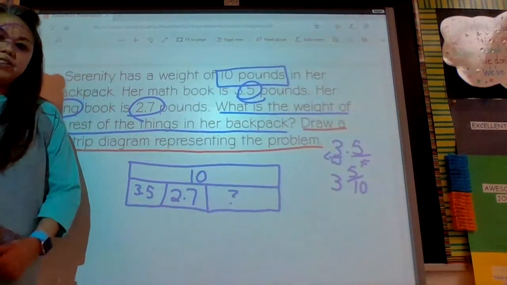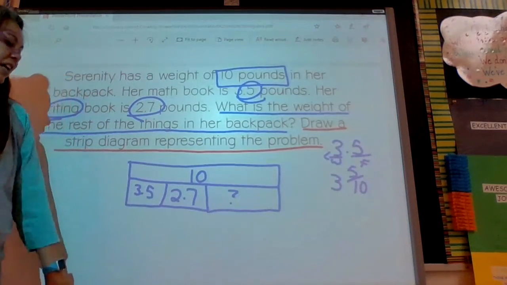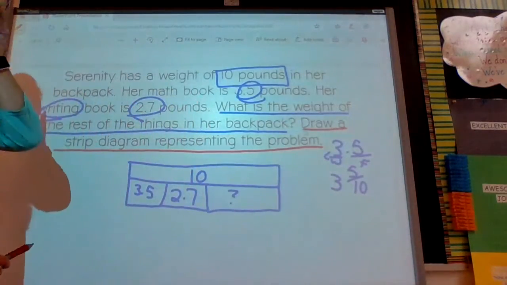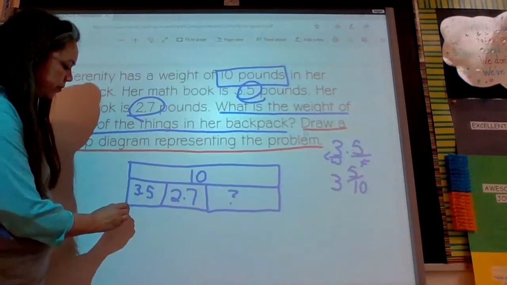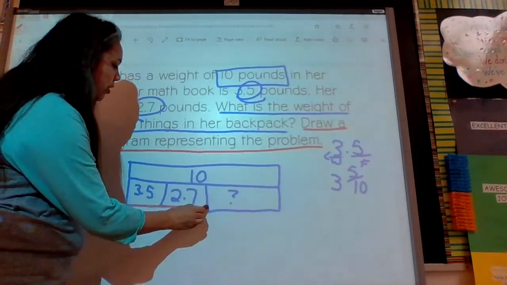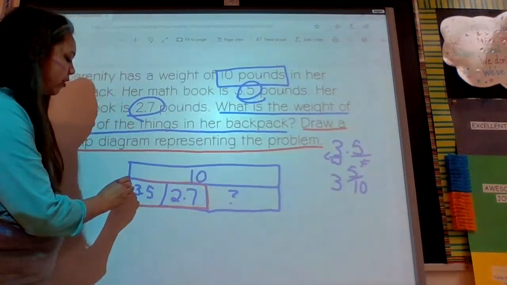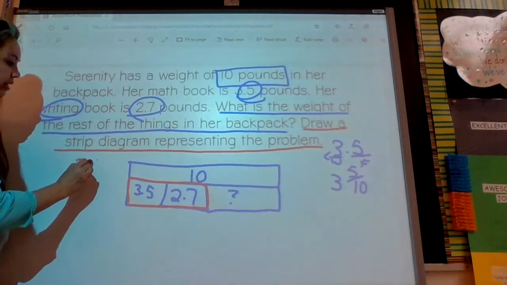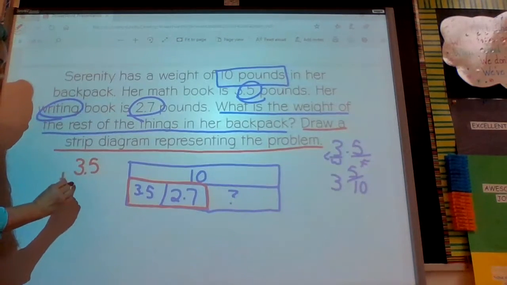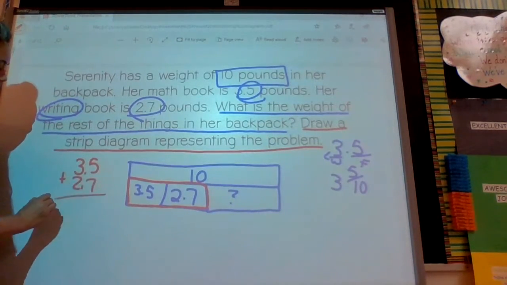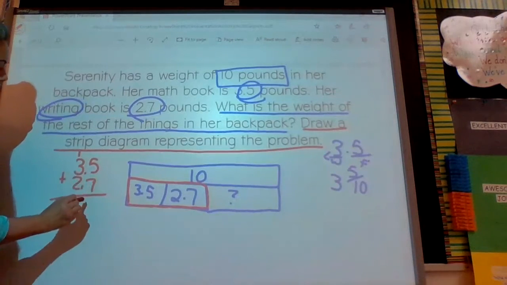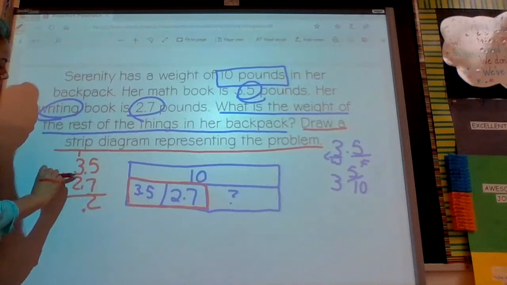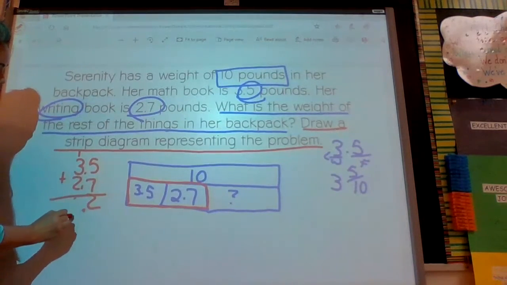There's our strip diagram. Now, we've talked about these a lot. We know that when we do these, first we're going to find out how much weight so far is being taken up. So we're going to add 3 5/10 plus 2 7/10. 7 plus 5 is 12. Bring down my decimal. 3 plus 2 plus 1 is 6.